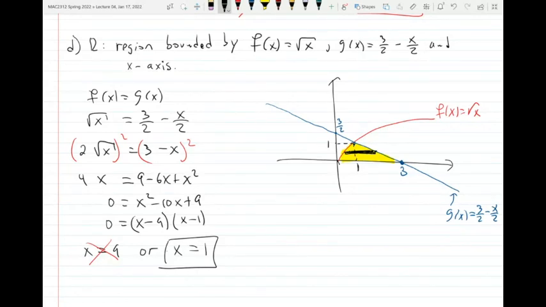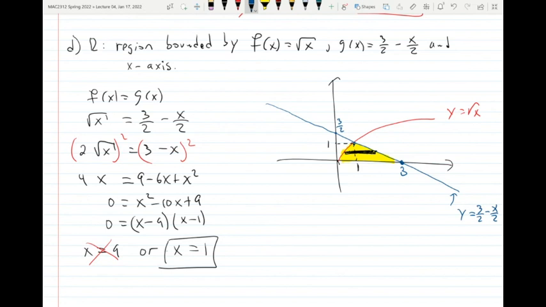Now there is something that is required if you want to integrate with respect to y. To integrate with respect to x, you need to have y as a function of x, like we're given in the problem. But if you want to integrate with respect to y, it's the other way around. You need to have x in terms of y. Okay? You also have to play with that idea, because sometimes it's not that easy to solve for the variable.